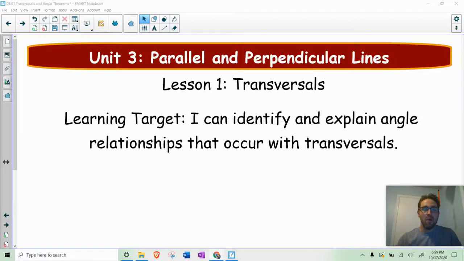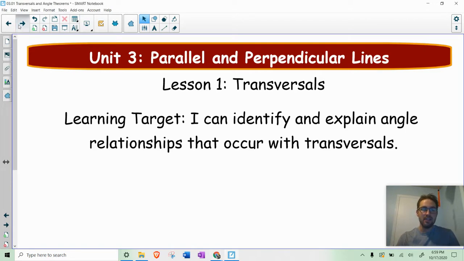Hey everyone, welcome to Unit 3, Parallel and Perpendicular Lines. The first lesson is on transversals and the basics of how we create these angles. The learning target for today is I can identify and explain angle relationships that occur with transversals.